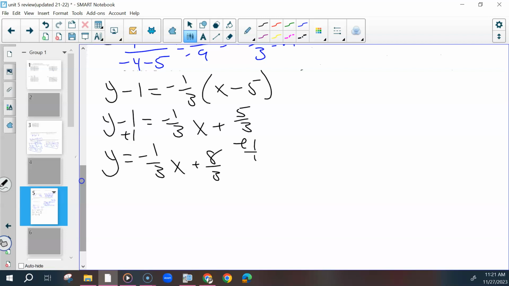Because you have to make this 3, so that would be multiplied. You would have to multiply, correct? Well, figure common denominators. So 8/3. So y equals negative 1/3 x plus 8/3. It's 5 over 3. Questions on that one?